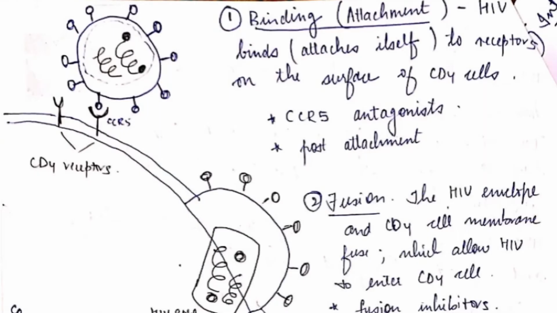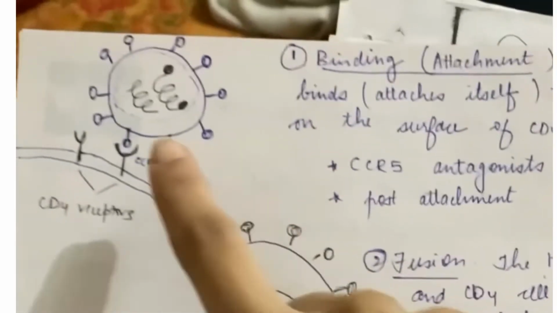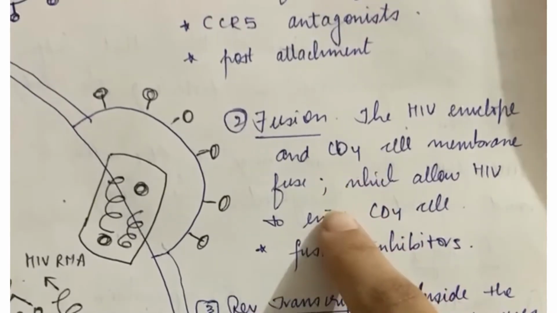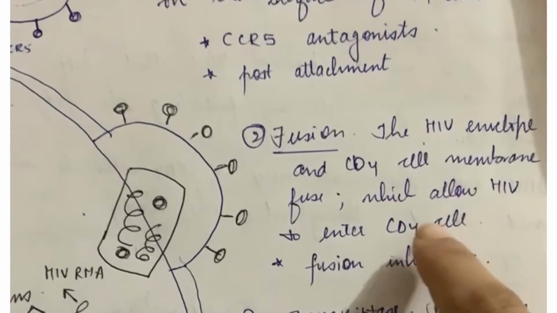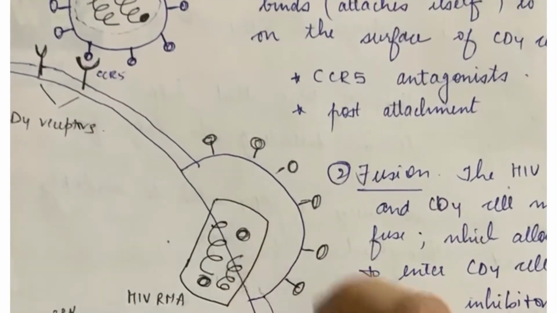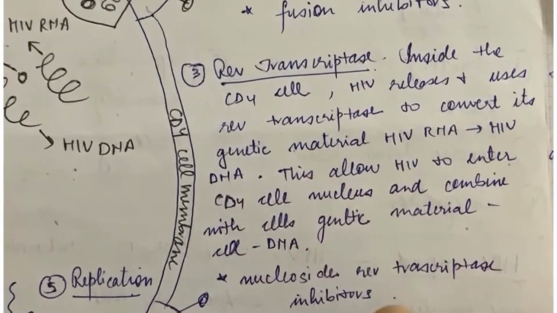So the very first step is binding, that is attachment. The HIV binds or attaches itself to the receptors on the surface of CD4 cells. The next step is fusion, that means the HIV envelope and CD4 cell membrane fuse, which allows HIV to enter into the CD4 cells. The next step is reverse transcriptase.